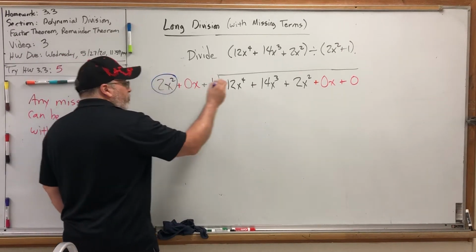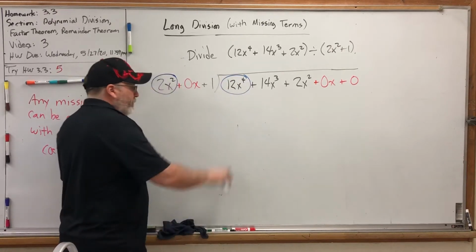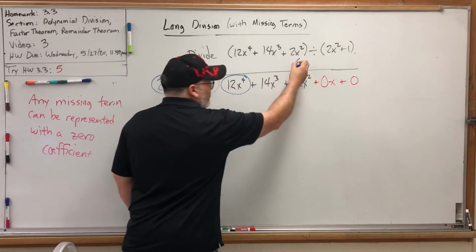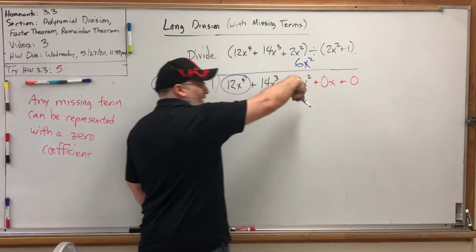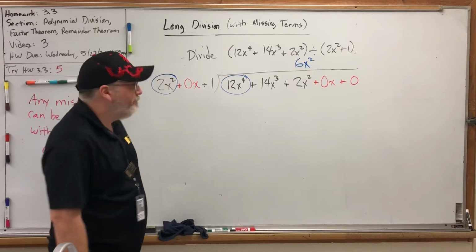How many times does 2x squared go into 12x to the fourth? Well, 12 divided by 2 is 6. X to the fourth divided by x squared is x squared. I know, I lined it up. Sometimes I do, sometimes I don't.